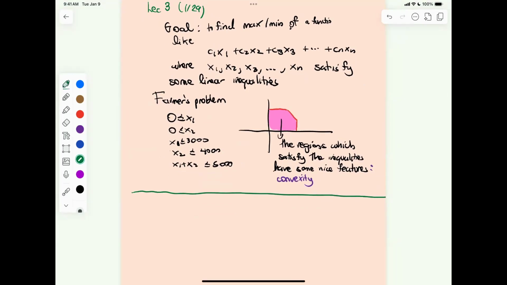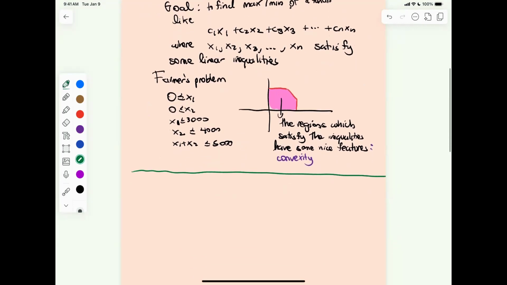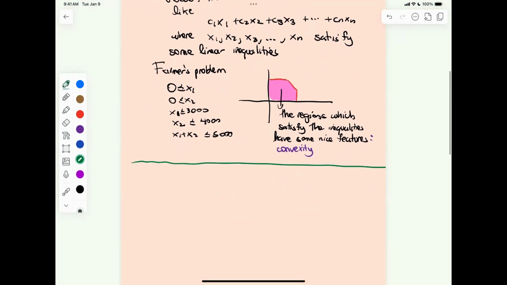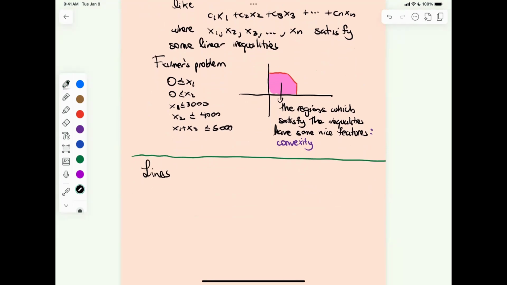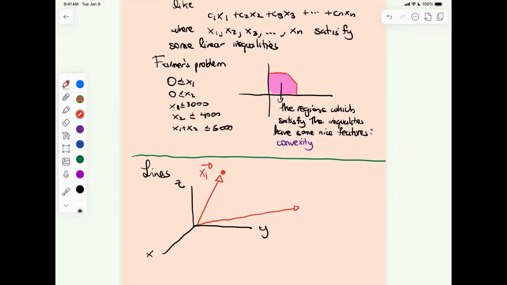So before telling you what convexity means, I do have to remind you about the equation of a line, a little bit of a throwback. I'll draw the picture in 3 dimensions because that's the most we can do. Let's say you have a vector which I'll call x1, and then you have a vector that you have called x2.